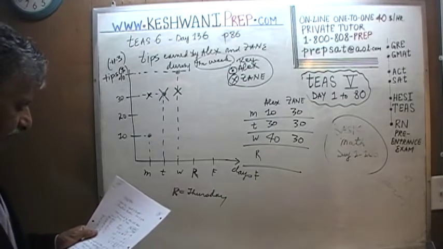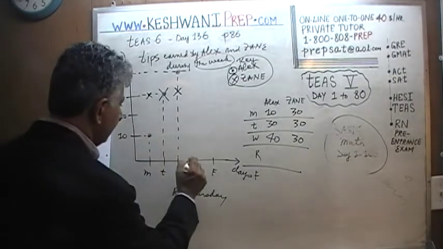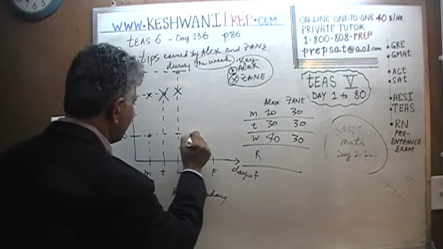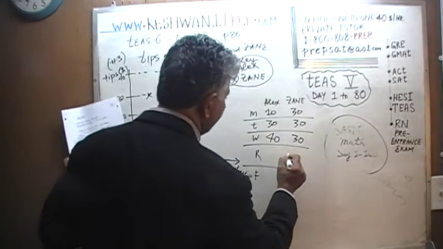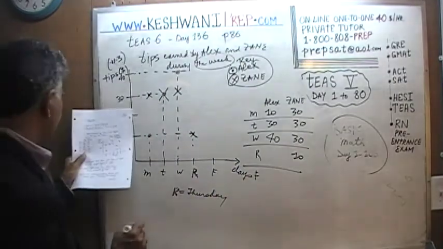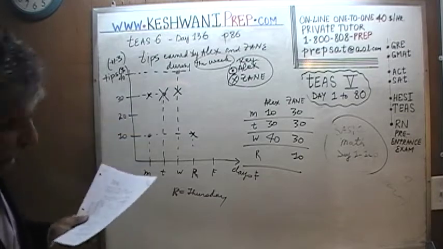The next one I see is a cross at a 10. Right here is a 10 on Thursday. I see a cross here at a 10. Cross is Zane. Zane had $10. And I see a dot at $20. A dot is a $20.